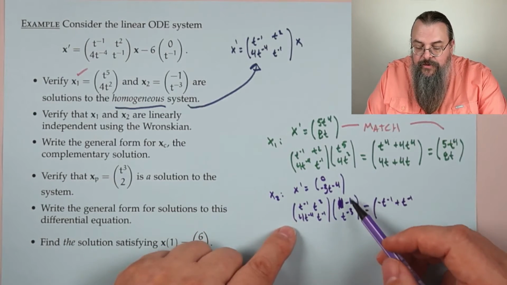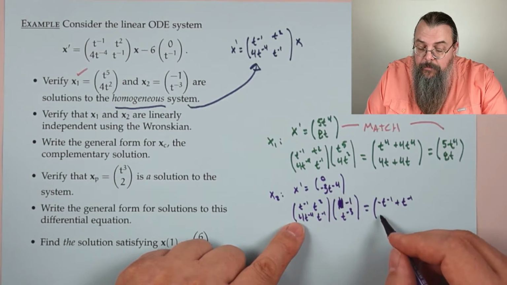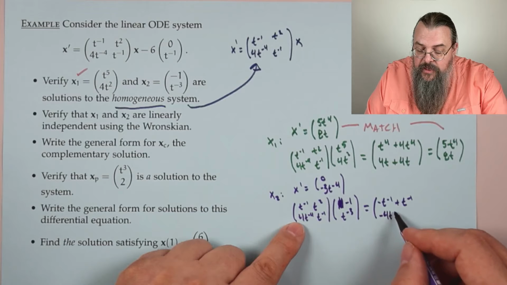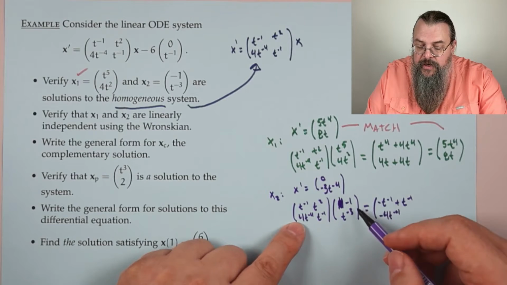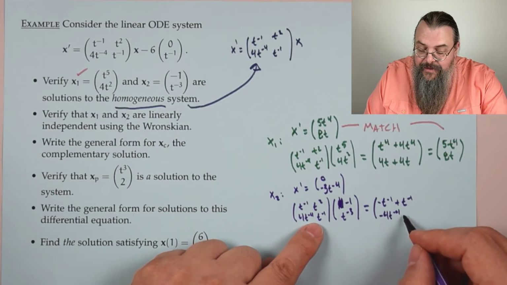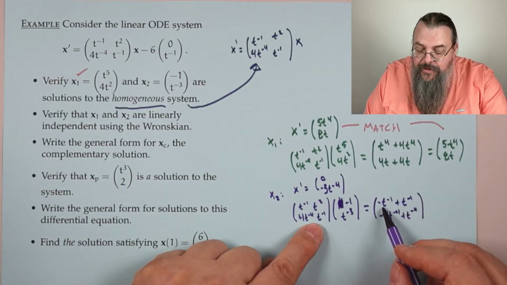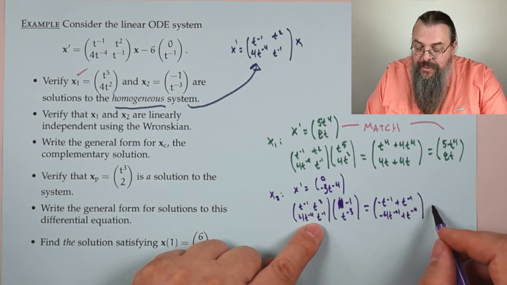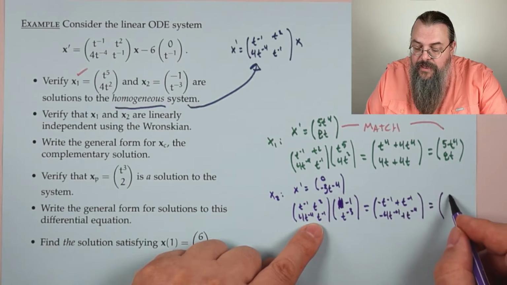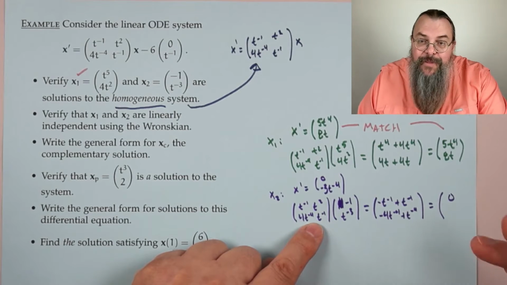Now second row down the column. 4t to the negative 4 times negative 1 is minus 4t to the negative 4. Then t to the minus 1 times t to the minus 3 is t to the minus 4. Well, minus t to the minus 1 plus t to the minus 1 gives us a grand total of nothing. They cancel. Well, we kind of expected it to.